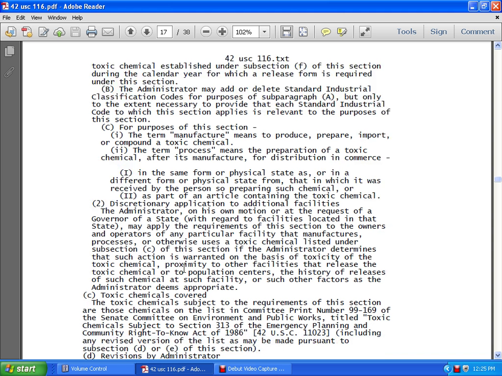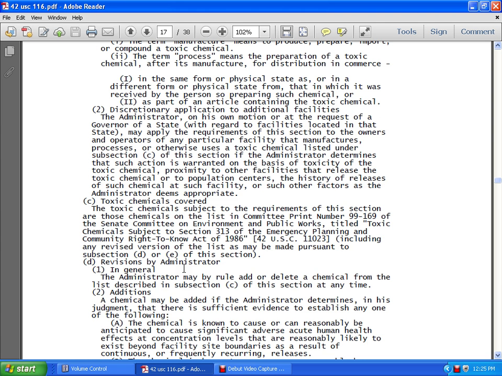Toxic chemicals covered. The toxic chemicals subject to the requirements of this section are those chemicals on the list contained in Committee Print Number 99-169 of the Senate Committee on Environment and Public Works, titled Toxic Chemicals Subject to Section 313 of the Emergency Planning and Community Right-to-Know Act of 1986, Title 42 United States Code 11023, including any revised version of the list as may be made pursuant to subsection D or E of this section.